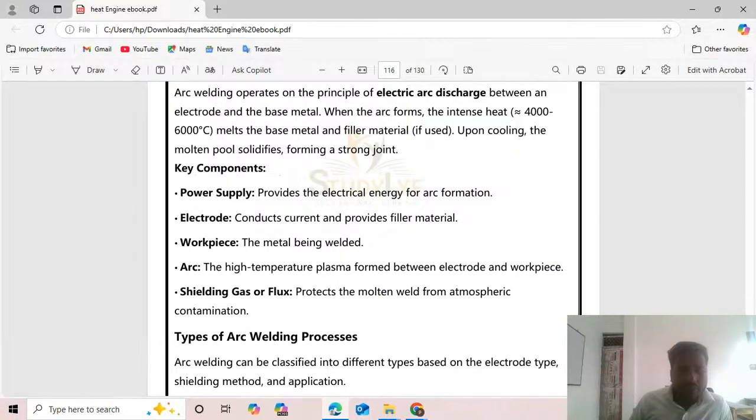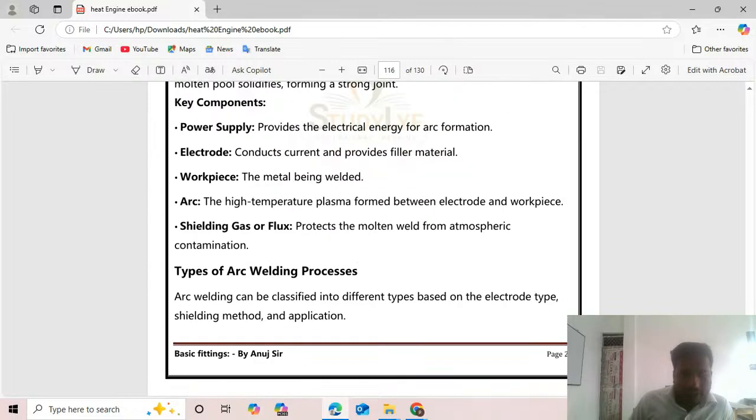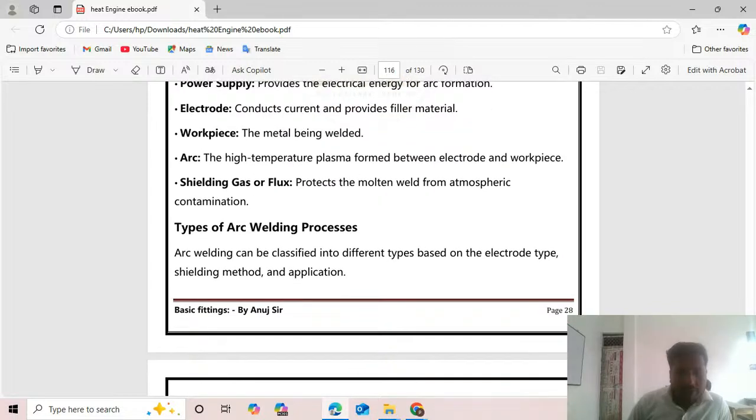So basically, what are the key points? The power supply, electrode, workpiece, arc, and the shielding gas. These are very important things here. What is the shielding gas? You will see that helium, carbon dioxide, and other gases are used. They work as a shielding gas, so that the metal we want to weld does not get oxidized and does not form oxides. So we use the shielding gas in the welding process.